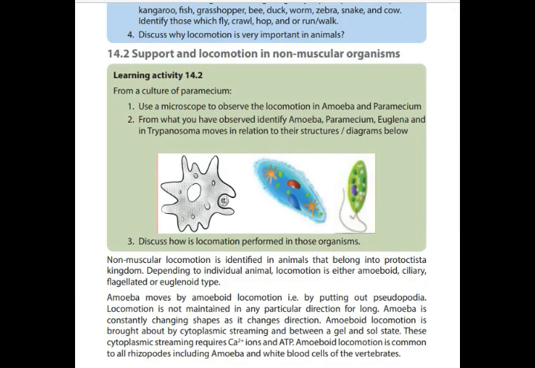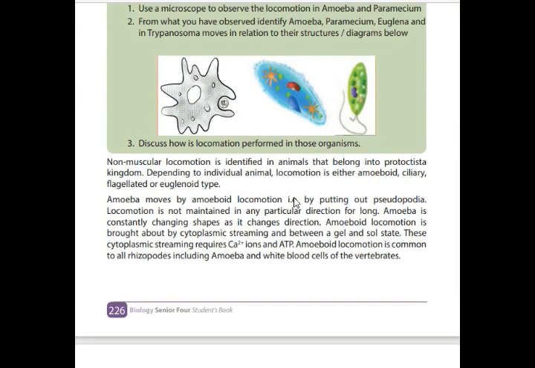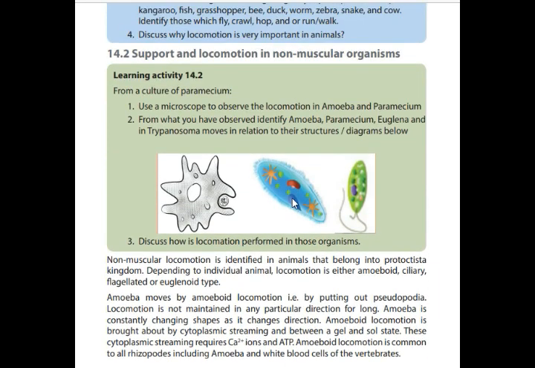Okay, we are now going to continue with support and locomotion in non-muscular organisms. What do we mean by non-muscular organisms? Those are organisms that do not have what you can consider as muscles. Here we have examples of different organisms which are non-muscular.